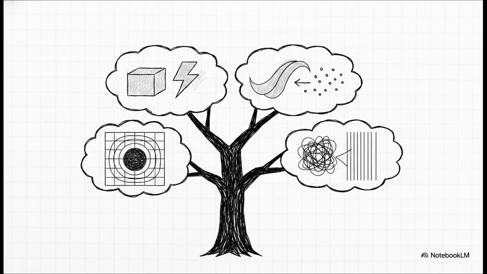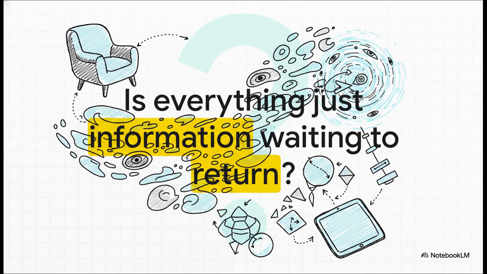Which leaves us with this pretty profound question to ponder. If the DCU is right, and mass is just memory, and energy is just traversal, is everything around you, the chair you're sitting in, the light hitting your eyes, the screen you're looking at right now, just information waiting to return to its source? The universe isn't a collection of dead, disconnected objects. It's a living topology of registration, memory, traversal, and return. Think about that for a while.